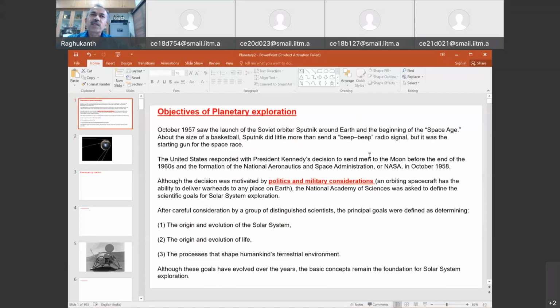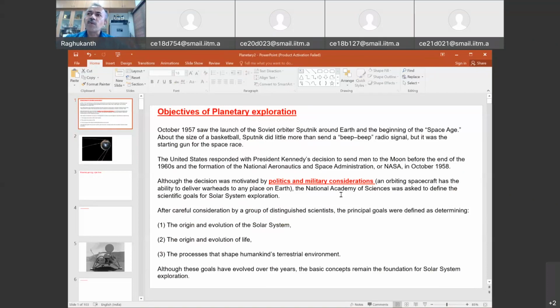Once the USSR started, obviously the USA also did. President John Kennedy had a target; of course, politics and other issues were there, like we have to be the first to send a man to the moon. And then NASA was formed in October 1958. So this was the thing.